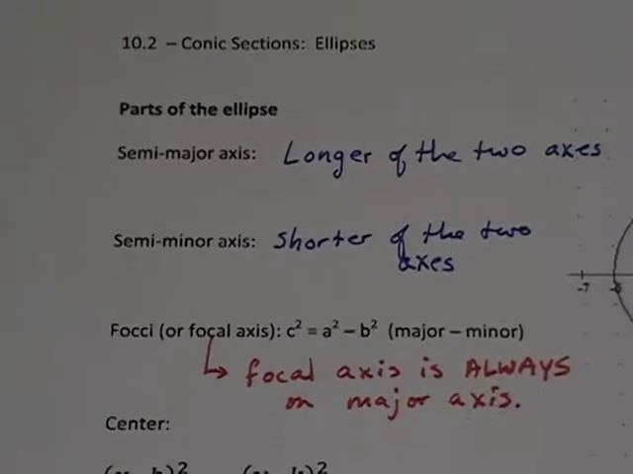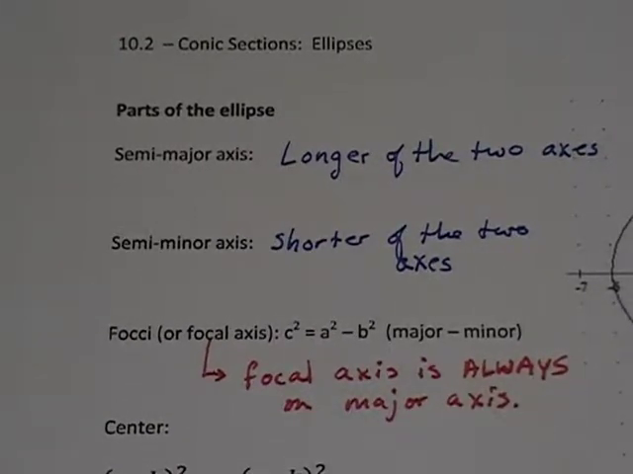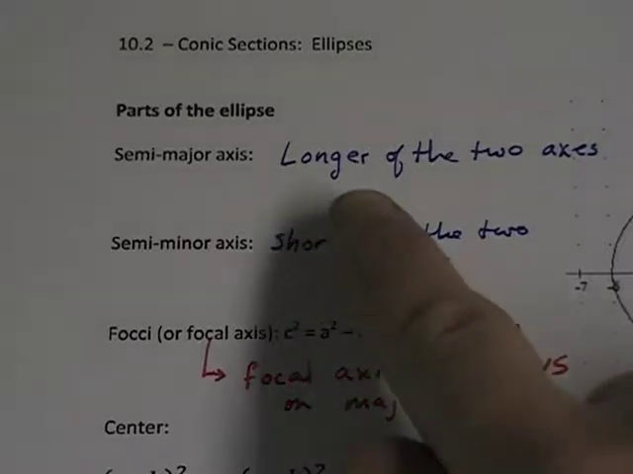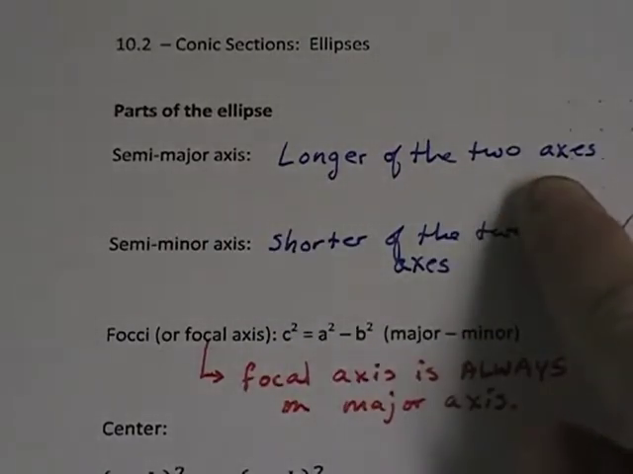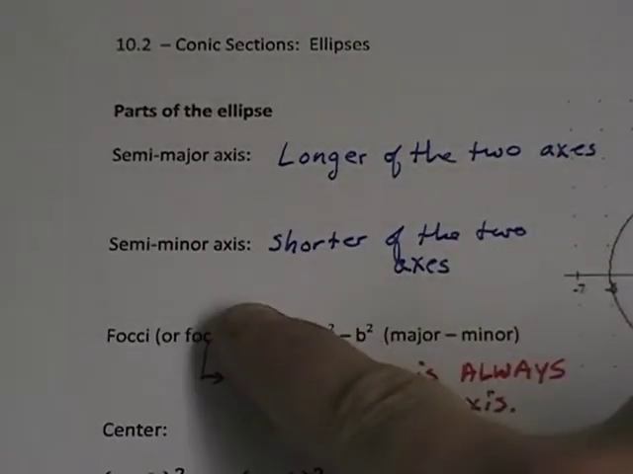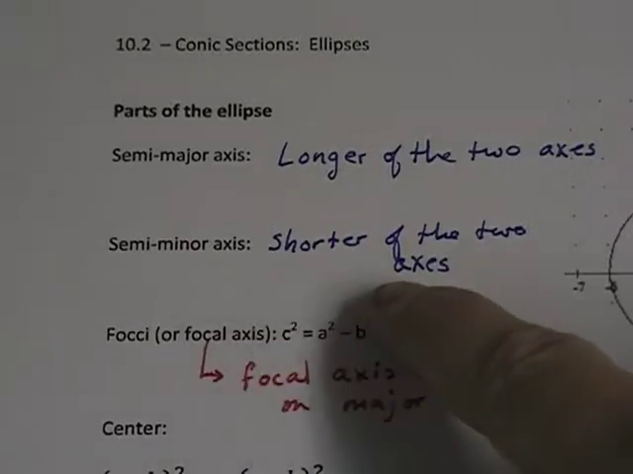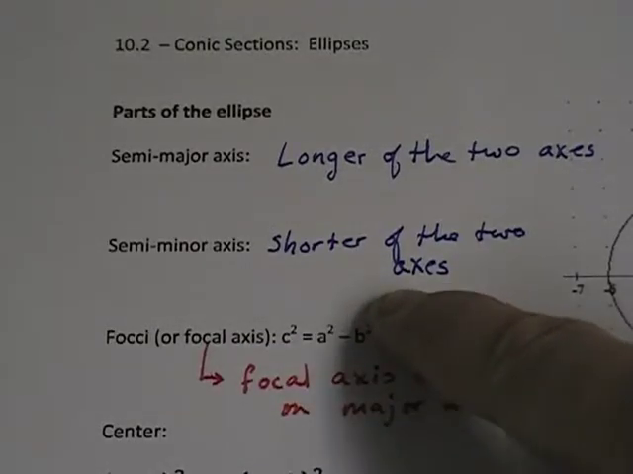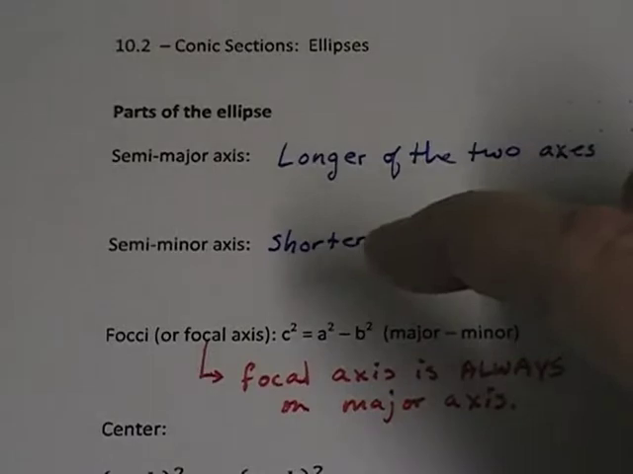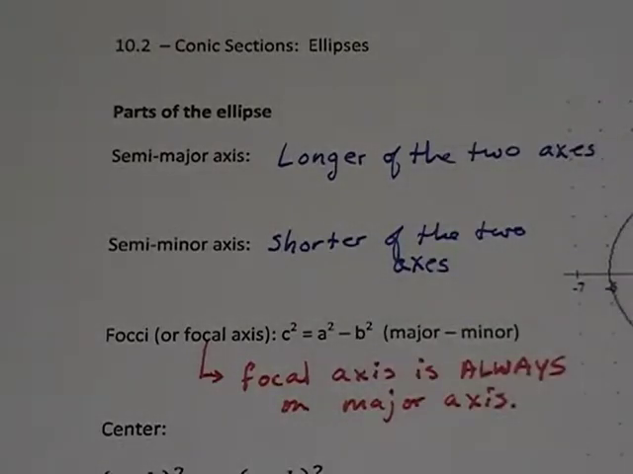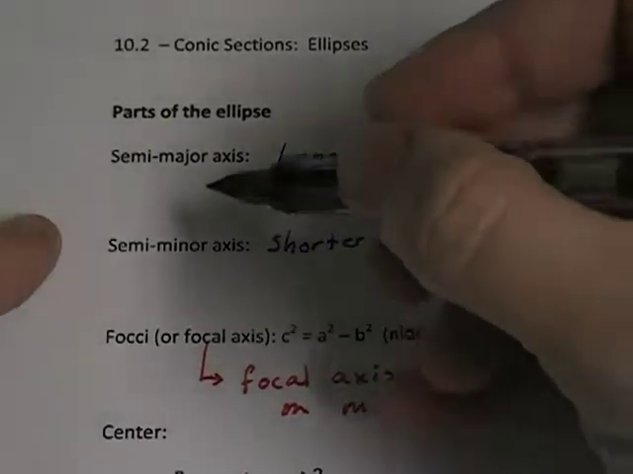Alright, today we're here to talk about ellipses, a second conic section, and I want to talk about the parts of the ellipse. So the ellipse is going to have a semi-major axis, and that is going to be the longer of the two axes, and a semi-minor axis, which will be the shorter of the two axes. So if you have a long axis and a short axis, the long axis will always be the semi-major, and the short axis will always be the semi-minor.